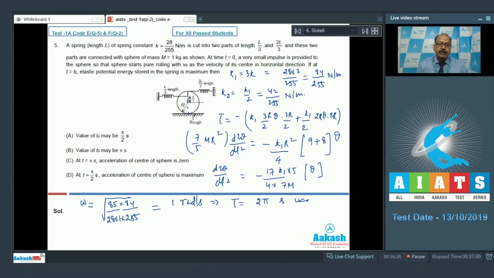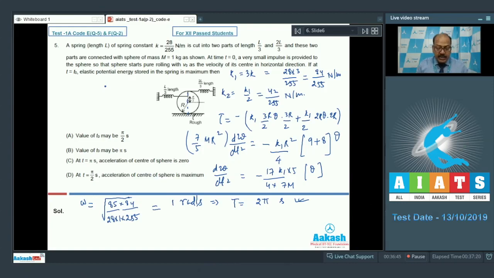Okay, so we have come to an important point for solving this question. Now it's easy to evaluate the options. So let's look at option A again. It says value of t0 may be pi by 2 second. Let's see what t0 was. t0 was the time at which the elastic potential energy stored in the spring is maximum.